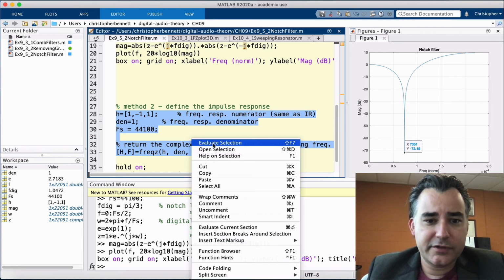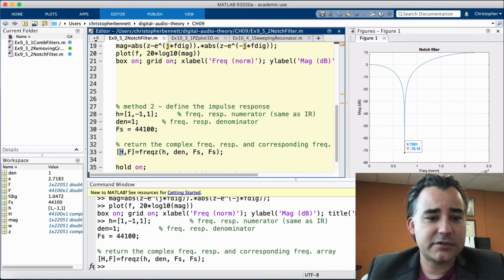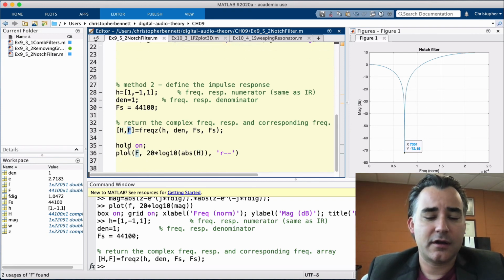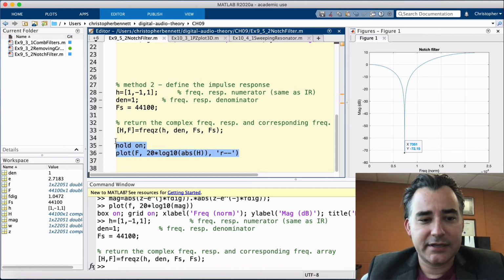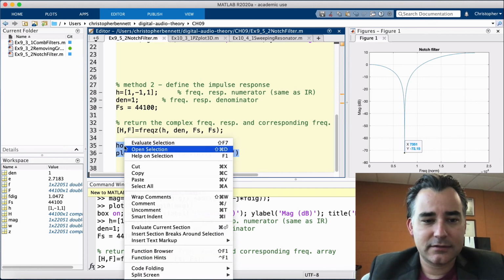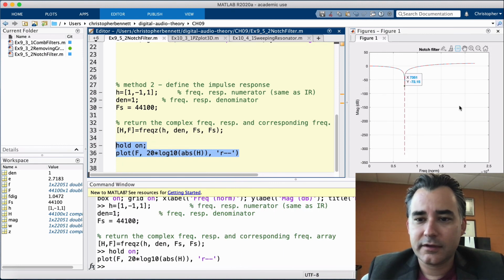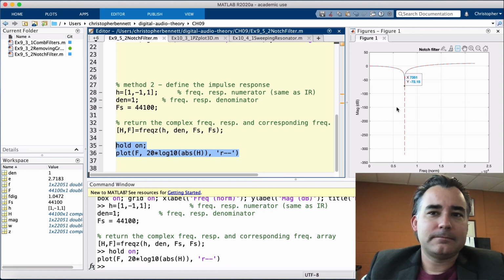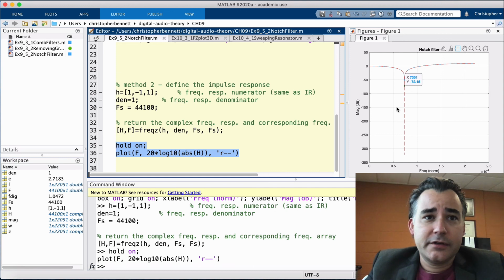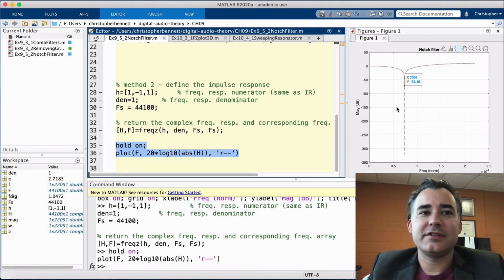So let's do that. This is going to return a complex frequency response and a frequency vector that's associated with it. So we'll need to take that complex frequency response, take its magnitude, convert that to dB, and plot it against F. I'm going to plot this in red dash so you can see it should line up exactly with this other one that we just plotted. There you have it. Notch right at 7.35 kilohertz. So at this frequency location, the magnitude is zero, and none of that frequency will pass through this filter.